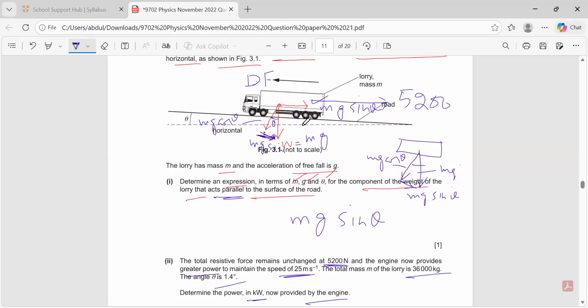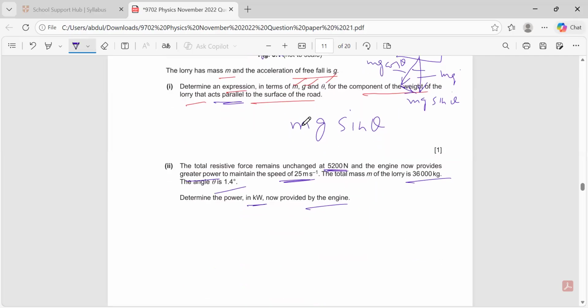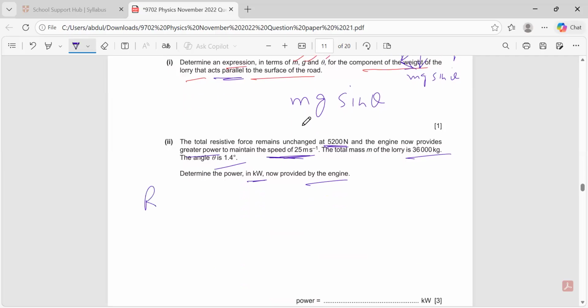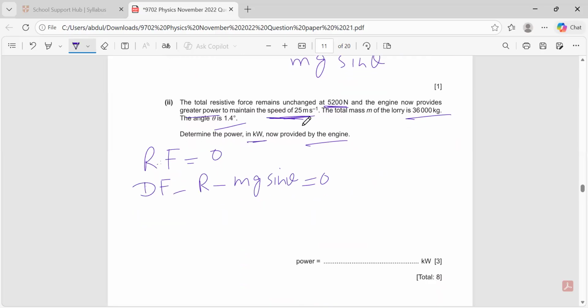Try to understand. So there are three forces. One is driving force forward, one is mg sine theta, that is backward also, component of the weight, as well as the resistive force, this is also backward. And this lorry is moving at constant speed. So my dear friend, the resultant force should be equal to zero because there is no acceleration. So what will be the resultant force? Dear sons, driving force minus resistive force minus mg sine theta, that is equal to zero. So first of all, let's calculate what is the driving force. Then we can easily calculate the power because speed is there.